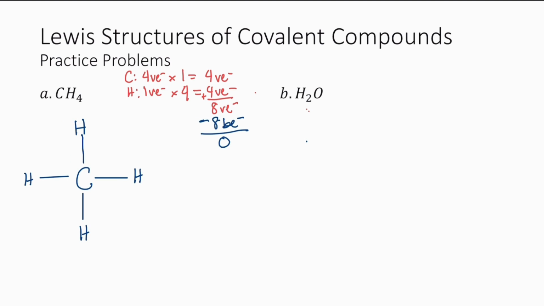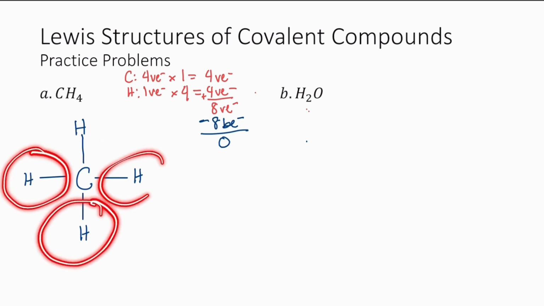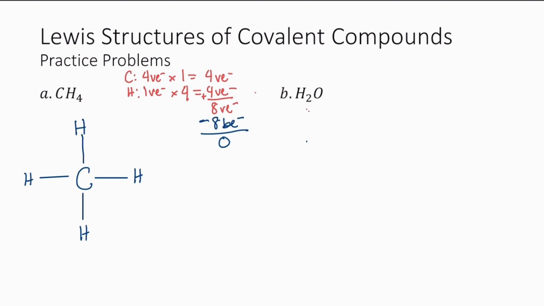So my final step is going to be checking to see if my octet rules are fulfilled. 2 electrons around hydrogen, 2 electrons around hydrogen. All of my hydrogens have 2 electrons around them. When I look at my carbon, I have 1, 2, 3, 4 bonds around it. Each bond is 2 electrons, so I have a total of 8 electrons. 2, 4, 6, 8. I have a total of 8 electrons, which matches the number of valence electrons. So this is the Lewis structure for methane, CH4.